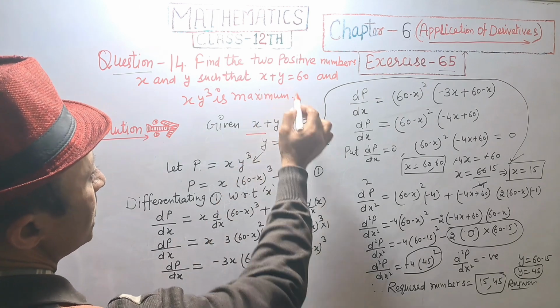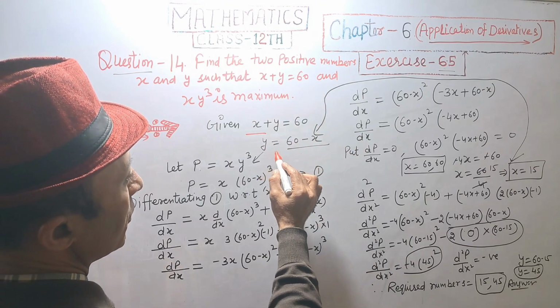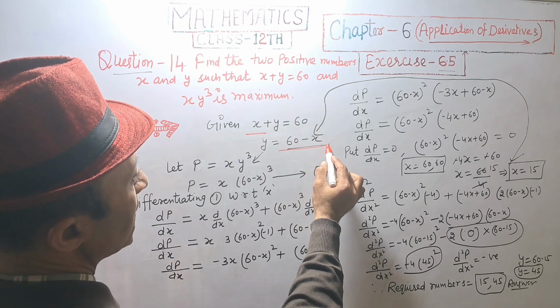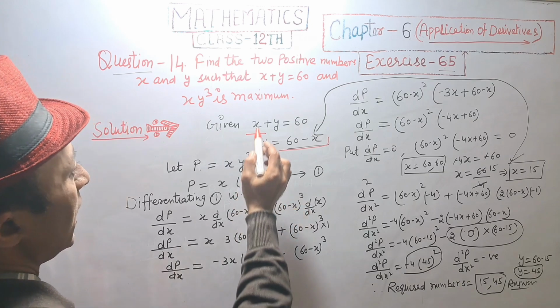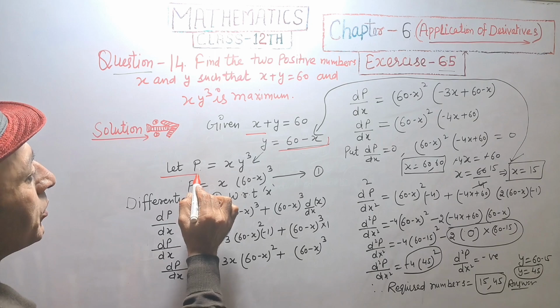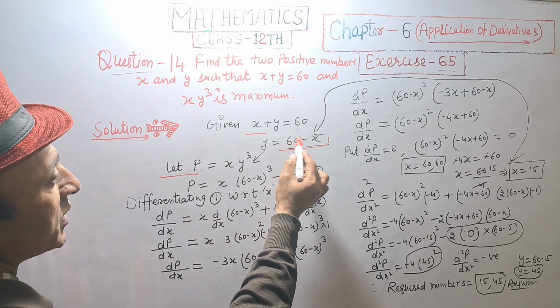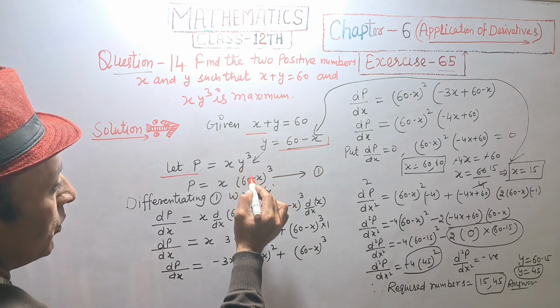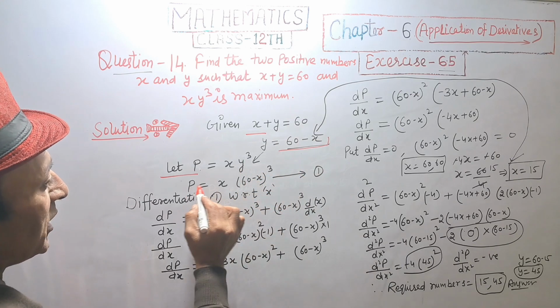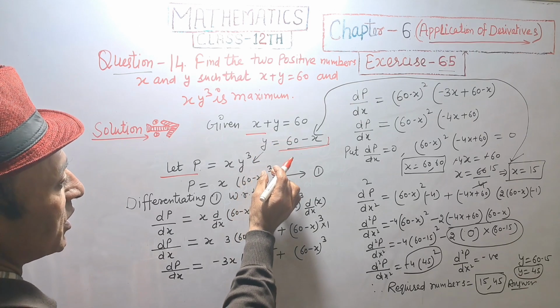We have given x plus y is equal to 60, and shifting x to the right side we get y equal to 60 minus x, and the product x into y cube. Let p is equal to x into y cube, and y is equal to 60 minus x. Put in this equation, we get p is equal to x into (60 minus x) raised to power 3.